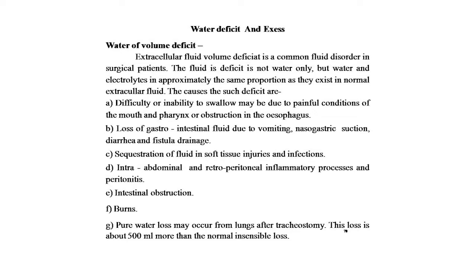Second is the loss of gastrointestinal fluid due to the vomiting, nasogastric suctions, diarrhea, and fistula drainage. Third is the sequestration of the fluid in soft tissue injuries and infection. Fourth is the intra-abdominal and retroperitoneal inflammatory process and peritonitis. And next is the intestinal obstruction. Fifth is the burn, and sixth is the pure water loss that may occur from the lungs after tracheostomy. This loss is about 500 ml more than the normal insensible loss due to the tracheostomy.